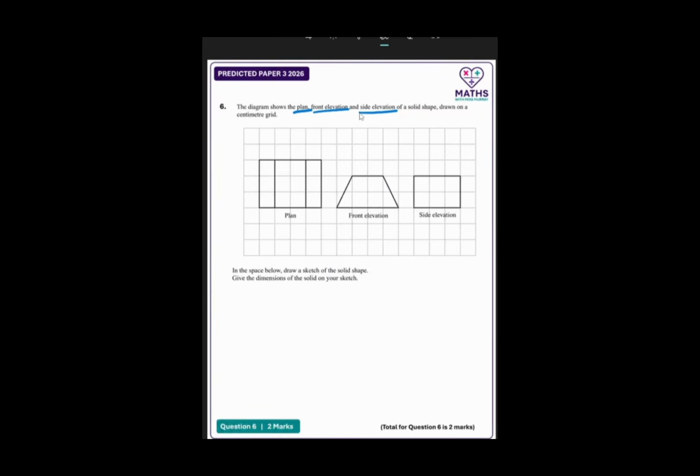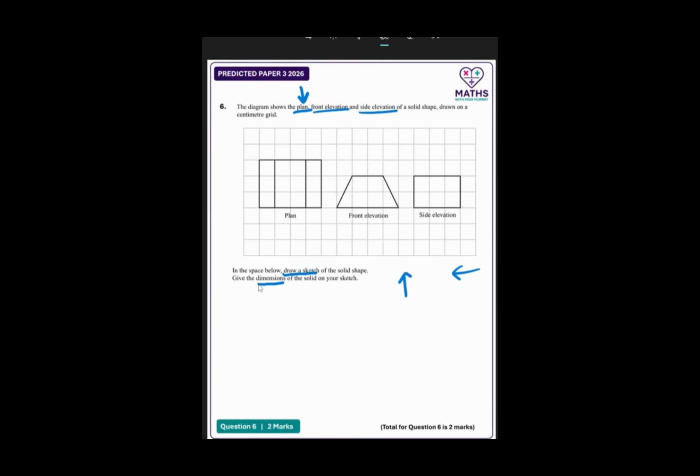So a plan is a view from above. Imagine you're in a plane looking down from the sky downwards. That's a plan. Front is what you would see if you were looking at it front on, and side, if you were looking at it from its side on, what would you see. So that's showing me all my elevations there. So you might be given a 3D diagram and asked to draw the plan, front elevation or side elevation, but this one we've been given those and we've been asked to actually draw a sketch of the shape, and give the dimensions.